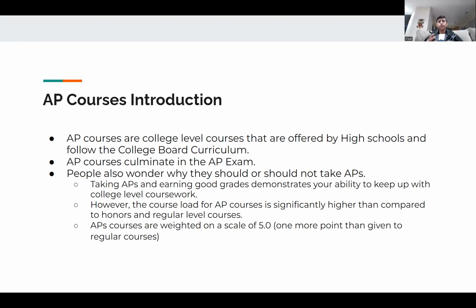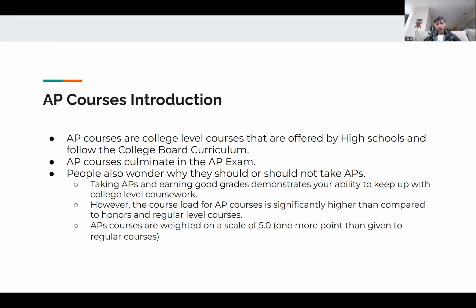So when considering whether to take an AP course, it is very, very important to see if you can cope with it: whether you have the ability to take that course and still manage to have free time, time for extracurriculars and outside studying, and relaxation time, so you can stay on top of your work and still live a healthy life.